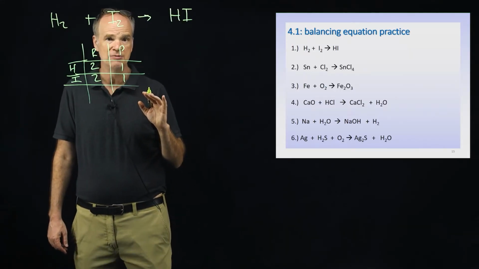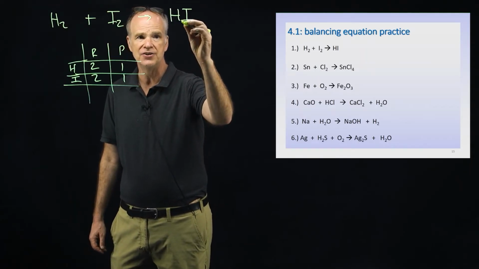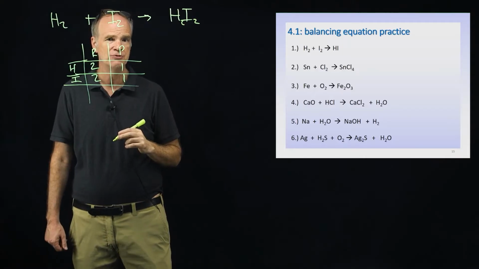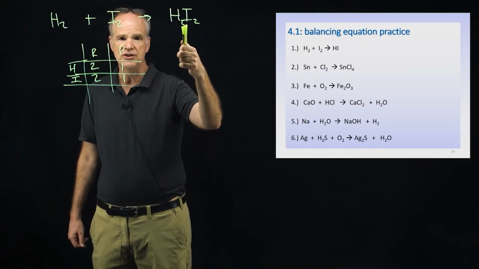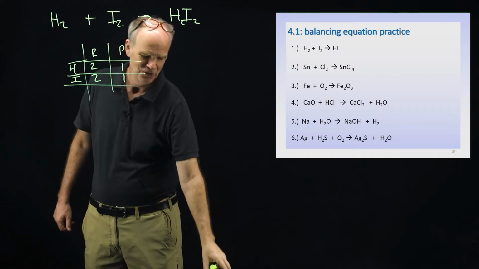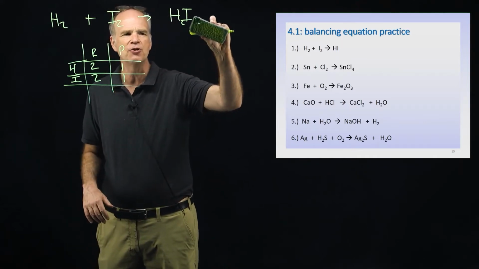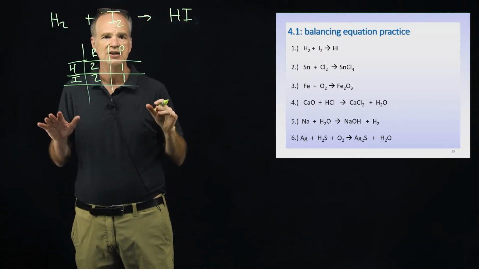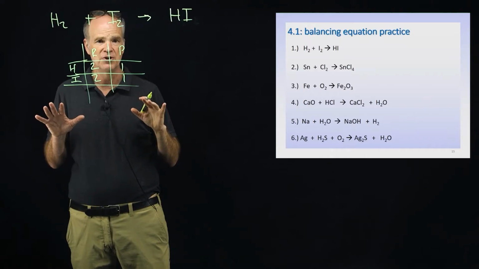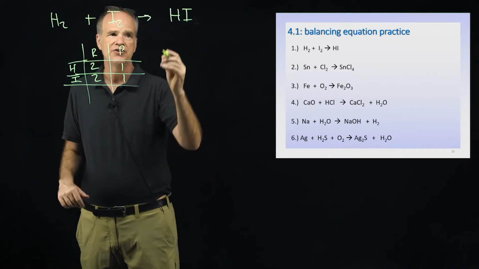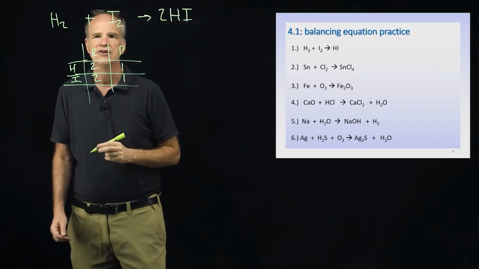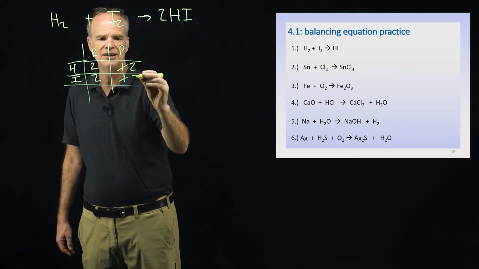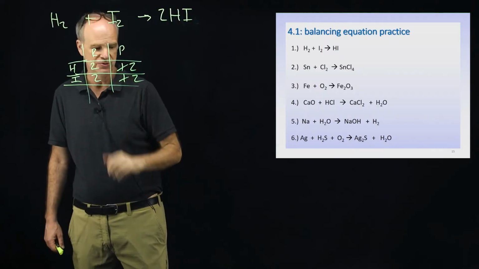Now, I'm going to make a mistake. Do not do this: do not put a 2 here and a 2 there as subscripts. When you change the subscripts, you're changing the formula for the molecule, and you really cannot do that. You can only change numbers by adding coefficients. So I'm just going to put a 2 here. Now we have 2 hydrogens and 2 iodines, so this looks like a balanced equation. We're done with that.